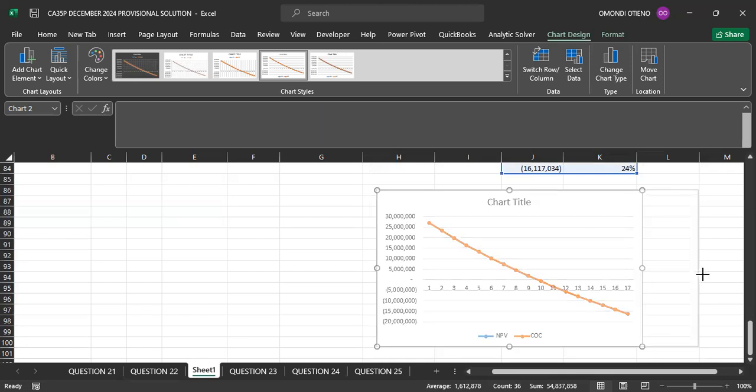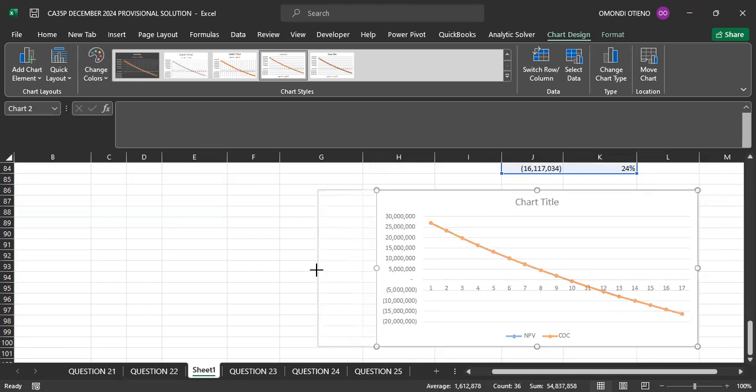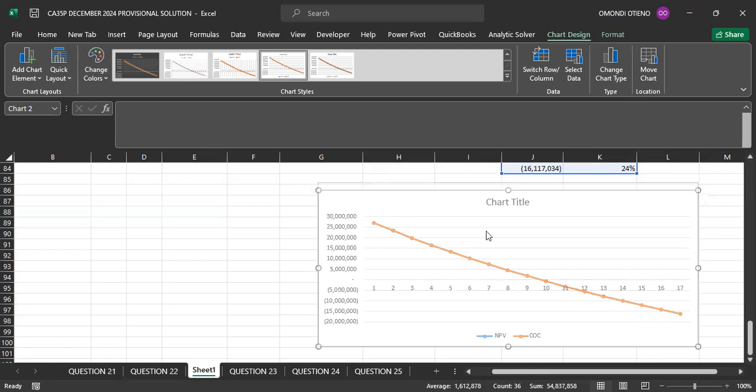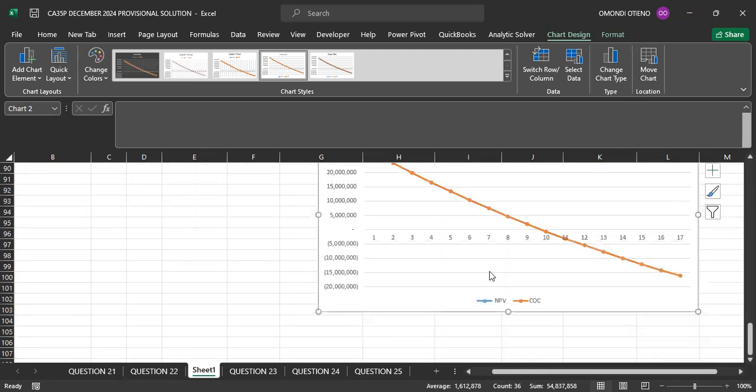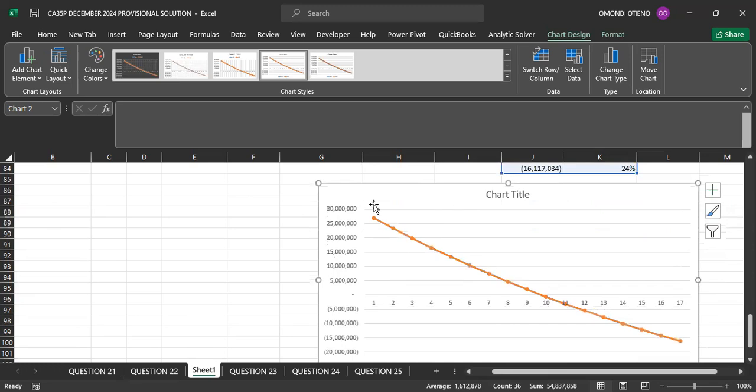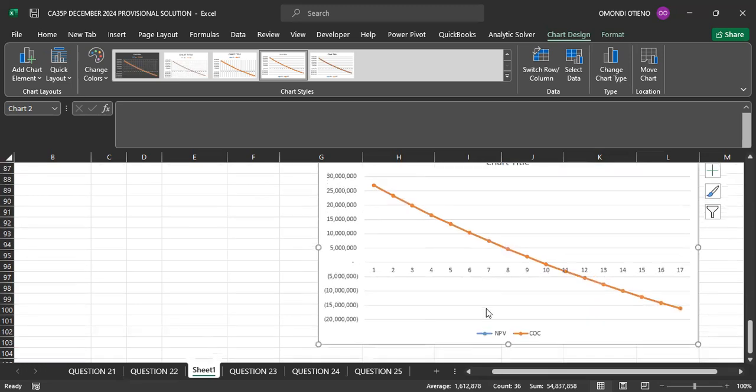If you look at this chart here, you'll be able to see we have the line of cost of capital. At that point, our net present value will be 0. Where will we have the net present value here? So look at the cost of capital. This is the line.